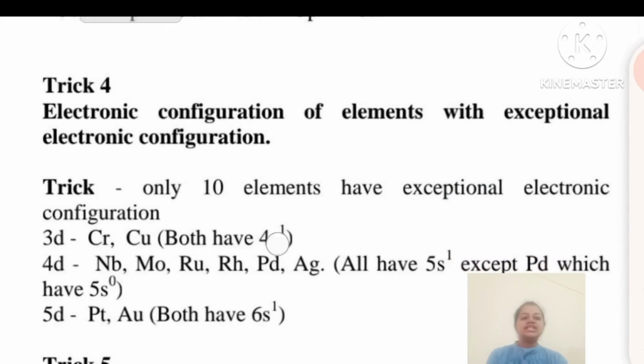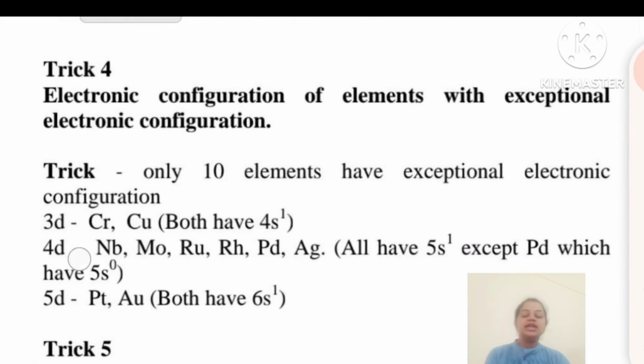See, only 10 elements will have exceptional electronic configuration. I'll tell you how to remember this. In the 3d series, chromium and copper both have 4s1. In the 4d series, niobium, molybdenum, ruthenium, rhodium, palladium and silver all have 5s1 except palladium which has 5s0. Then in 5d, platinum and aurum both will have 6s1.